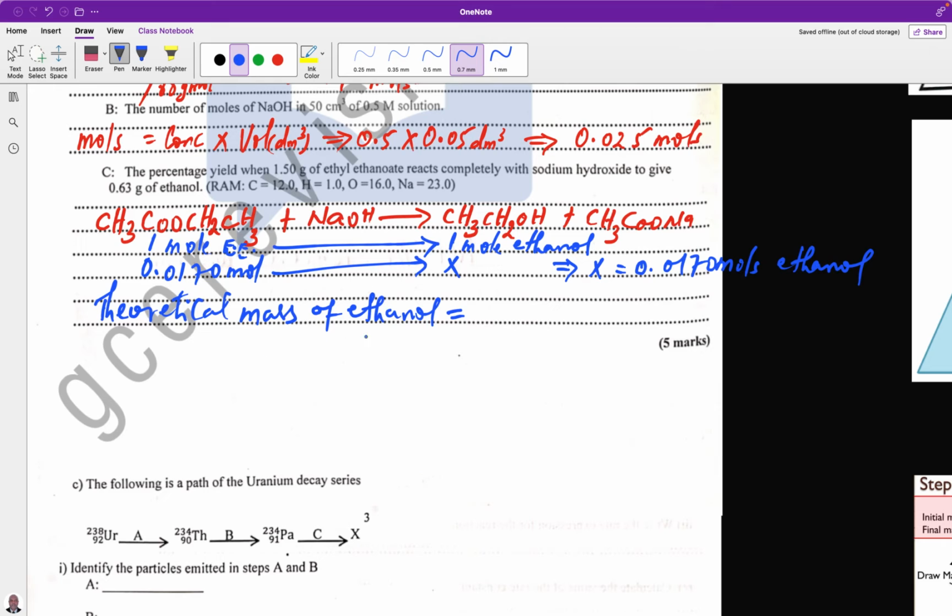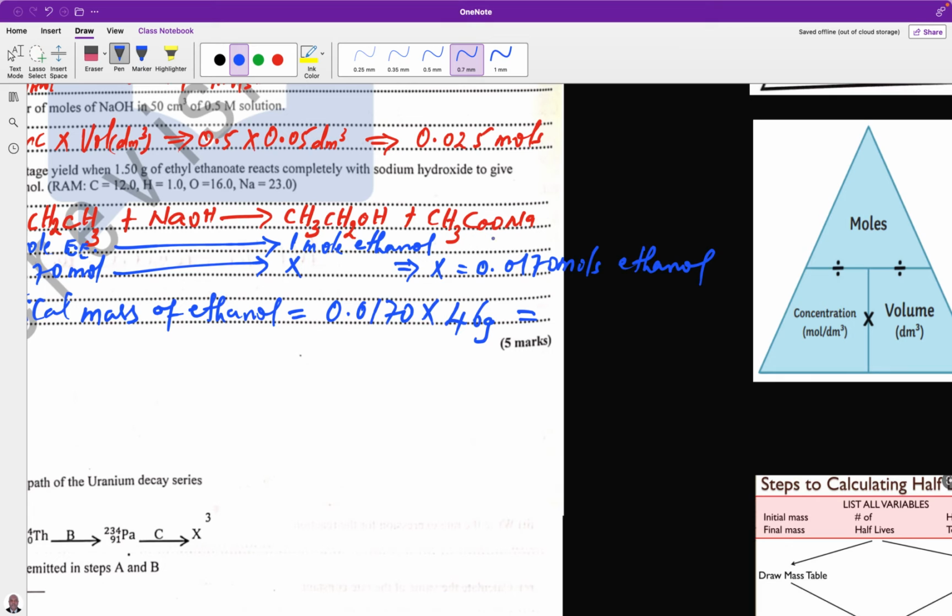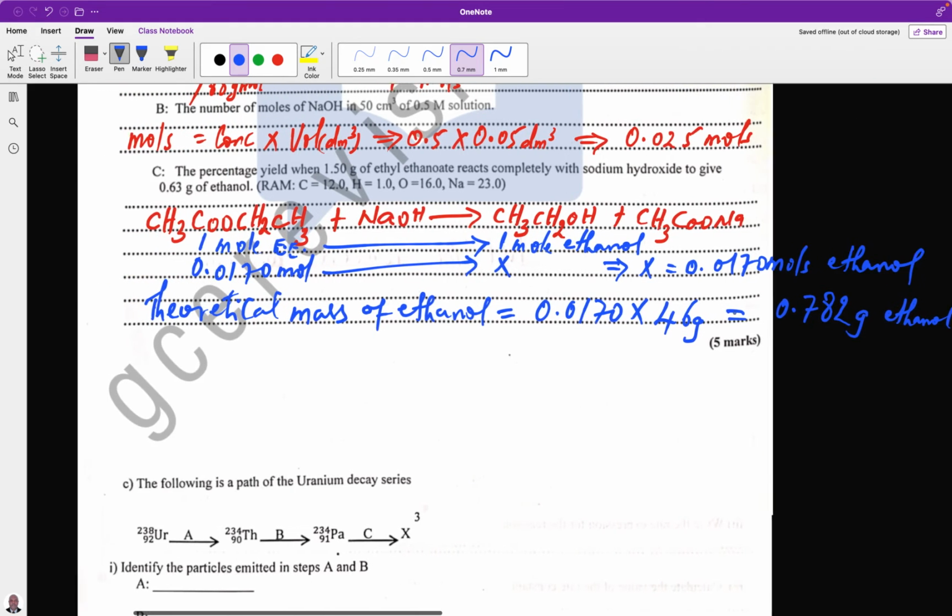So the theoretical mass of ethanol will be 0.0170 times 46 gram, and that will give us 0.782 gram of ethanol.